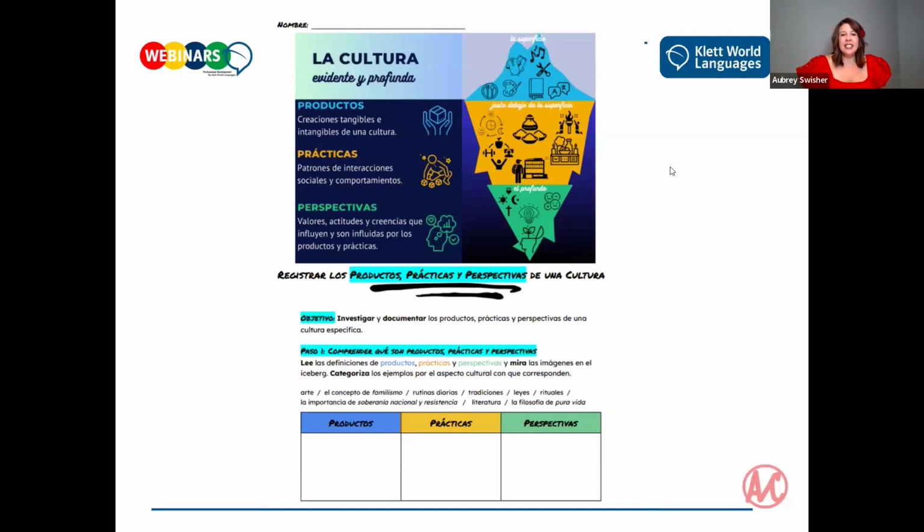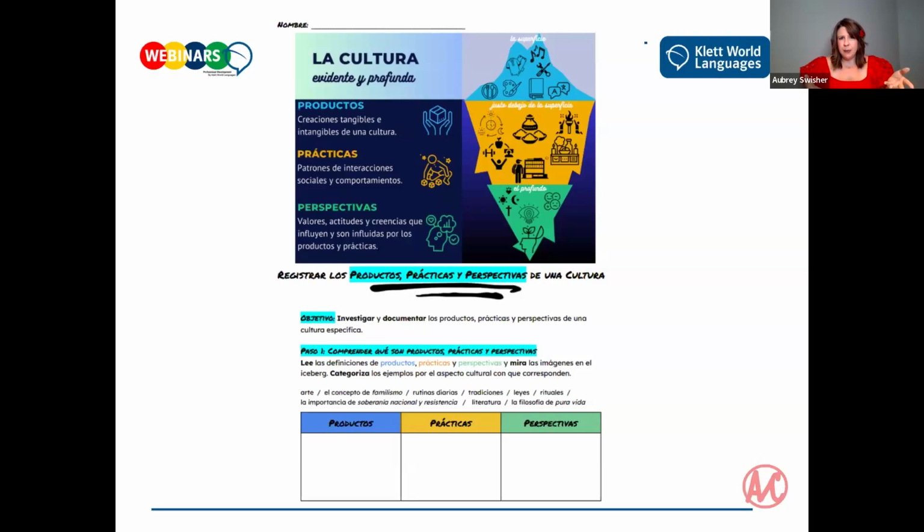This one is leveled up. It has less of a scaffold, but again, it looks familiar. It's to say, you've done this before. You can do this. You know these things. But you can see we still have the products, practices, and perspectives presented up in the visual, but now they have something that they're going to do to get themselves warmed up. We have a few things provided there. We're going to say, can you classify what would be a product, a practice, or a perspective?